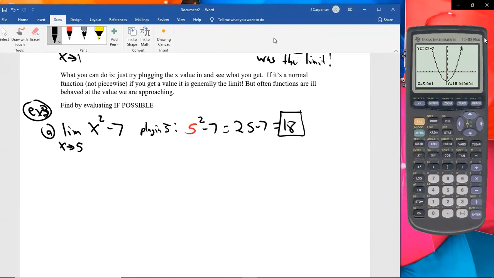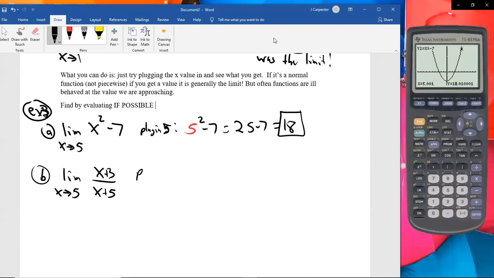All right, so let's try another one then. Maybe it always works that nicely, right? Maybe not. The limit as x approaches 5 for x plus 3 over x plus 5. Now you might say, oh, this one's not going to exist because the bottom is going to be 0. Now, if that was a negative 5 here, then you'd be right, but that's not what's happening.